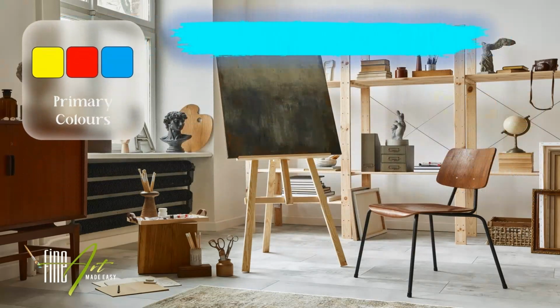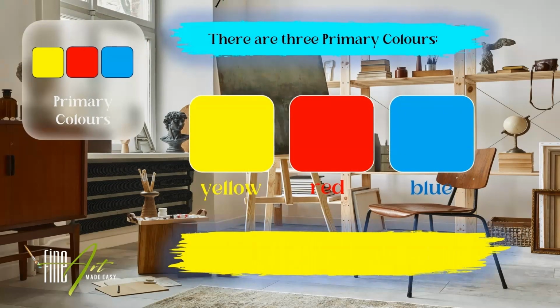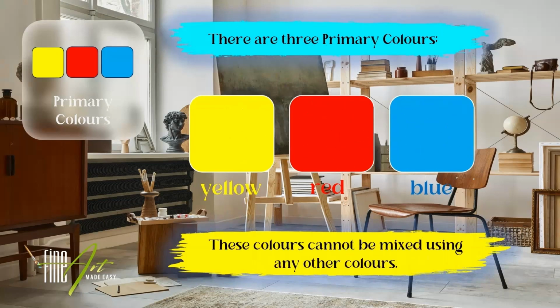So of course, there are three primary colours. Okay, so we've got the yellow, the red, and the blue. And why are they primary colours? These colours cannot be mixed using any other colours.